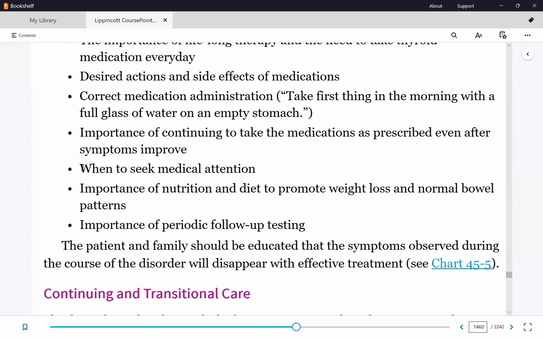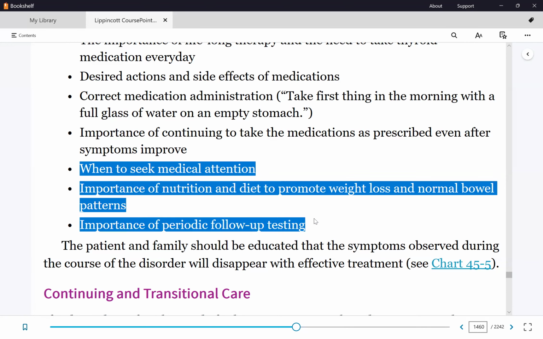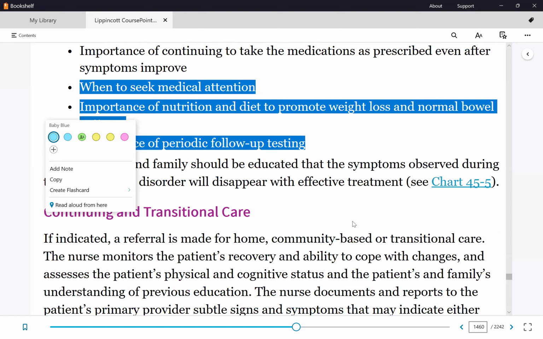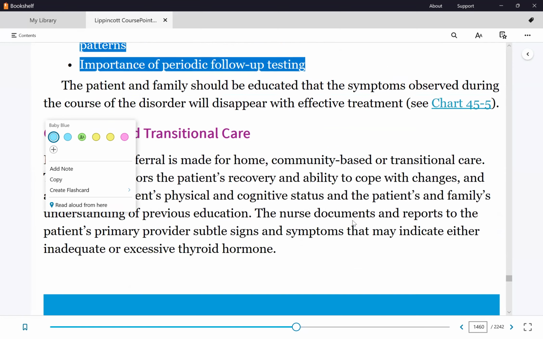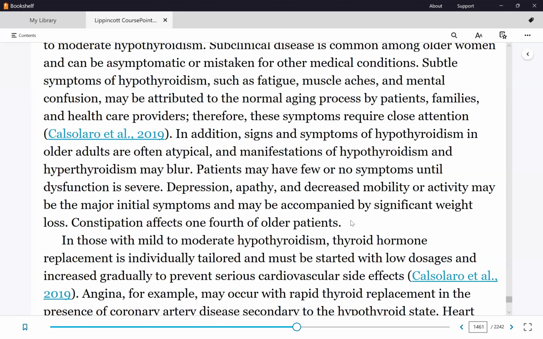We already discussed when to seek medical attention and nutrition, and then regular monitoring. Okay, so they need to monitor TSH, T3, and T4 levels, okay, while on this therapy. And that's it. Any questions? All right, let's go now to the other problem.